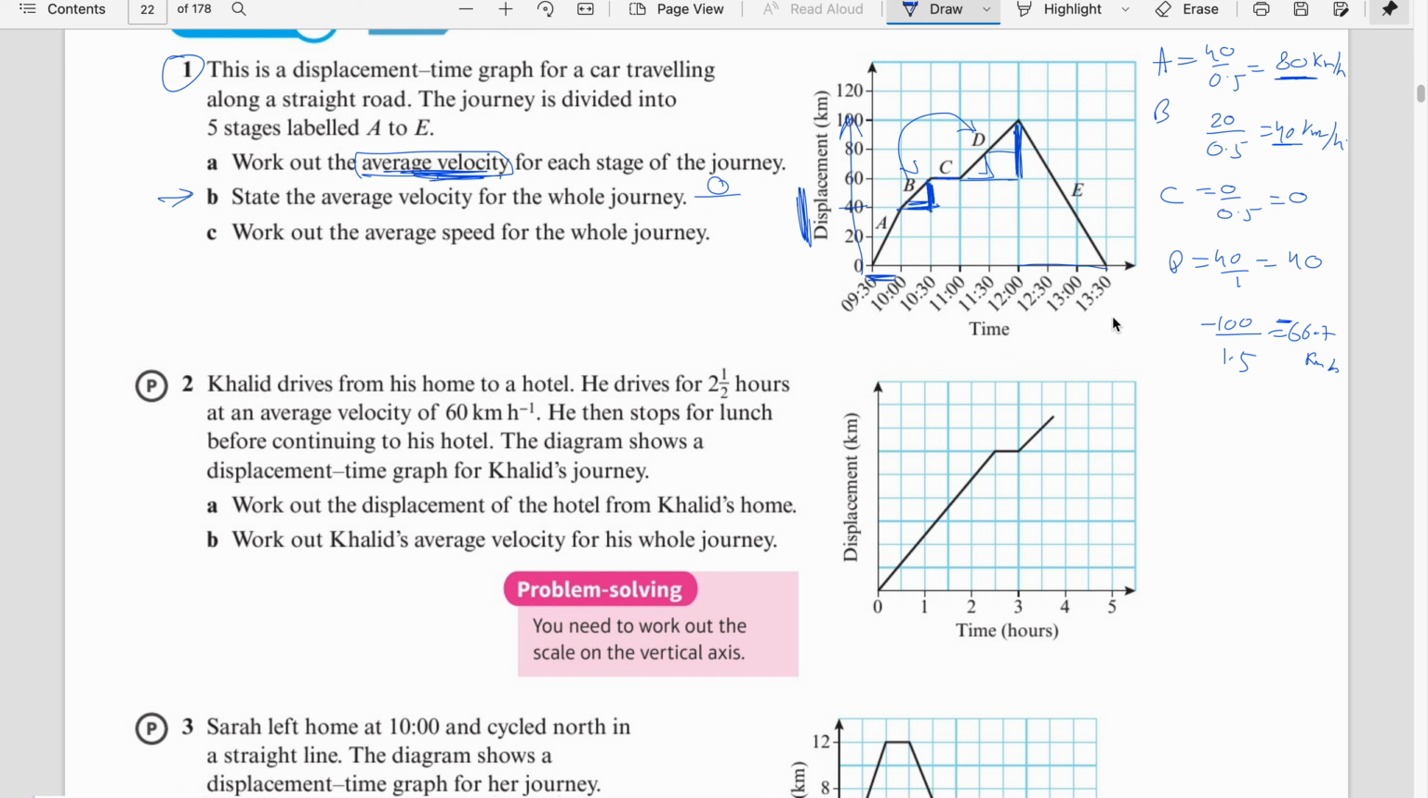So 9:30 to 13 is 4 hours. That's 0. C part says work out the average speed for whole journey. Now it is distance. So total distance. We took 100 kilometers away and 100 back. So 200 by 4 hours is 50 kilometers per hour average speed.